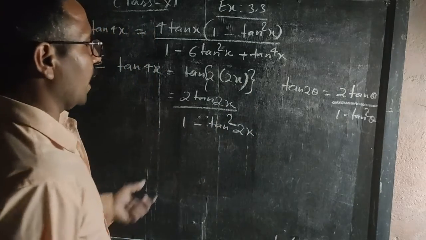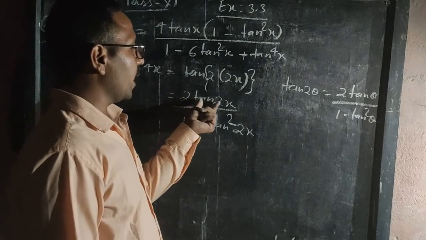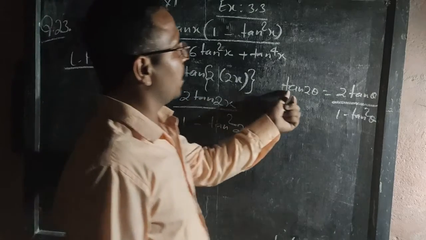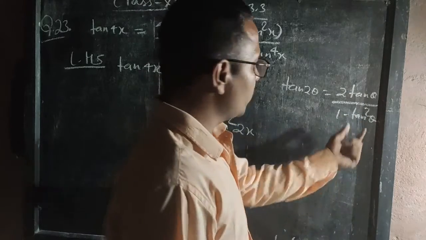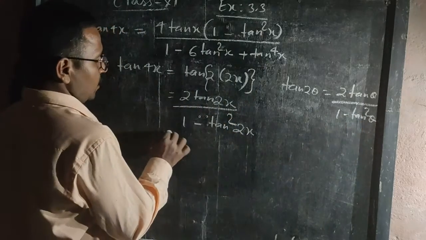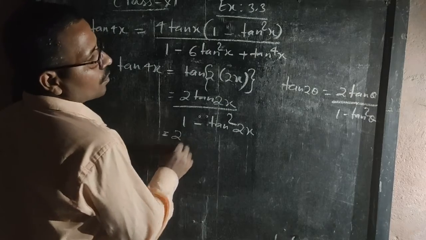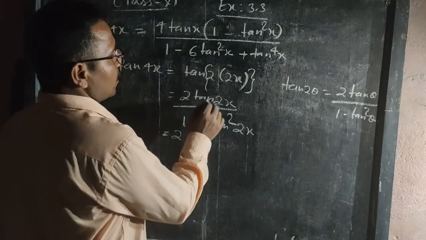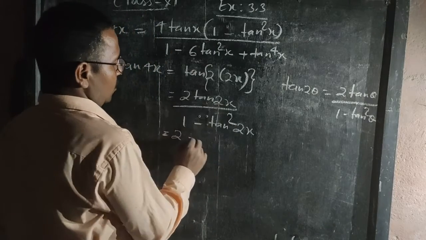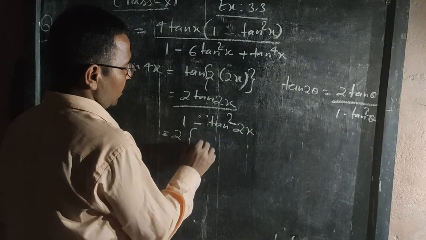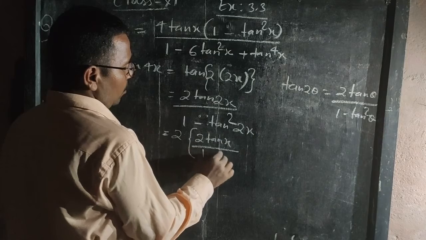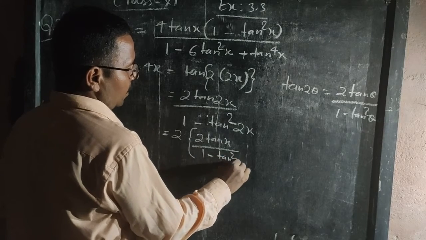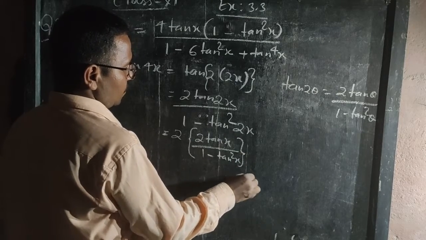So now students, again we will use this formula tan 2 theta, that is 2 tan theta upon 1 minus tan square theta. Again we will use these identities. So how much will you get here? That is tan 2 theta. So you have to write down in the bracket 2 tan x upon 1 minus tan square x. You will get this much.